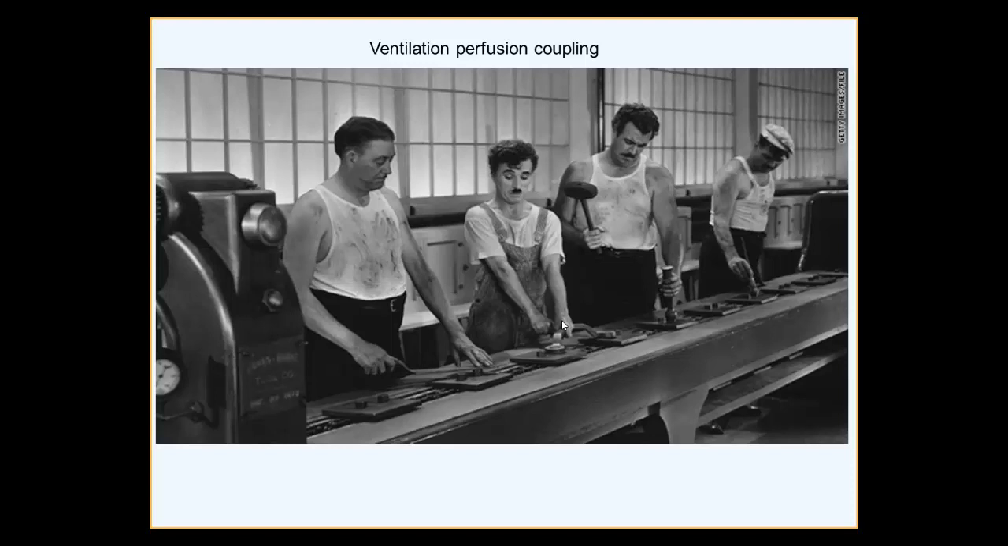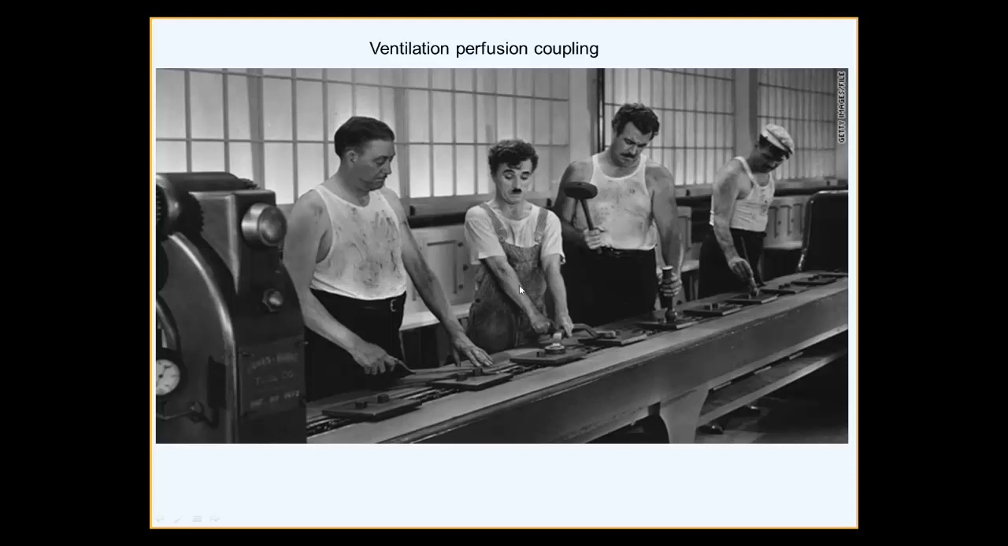So imagine a situation if this is the case, right? So Charlie Chaplin is trying to tighten the bolts here, and the belt is going too fast, right? And so there are two things he can do. Either slow down the belt, and therefore he will have more time to tighten the bolts, or increase his own speed, right?